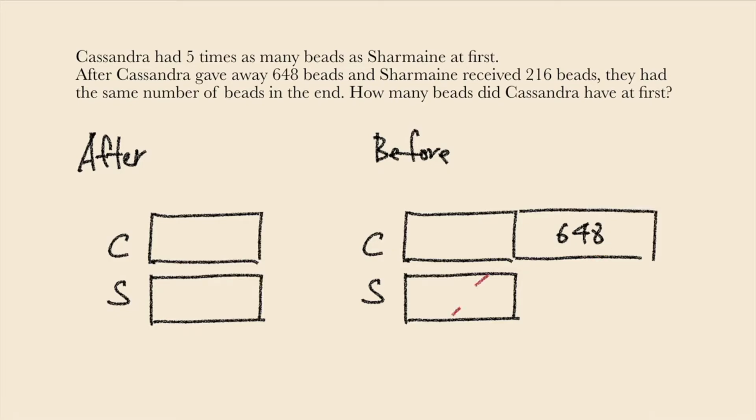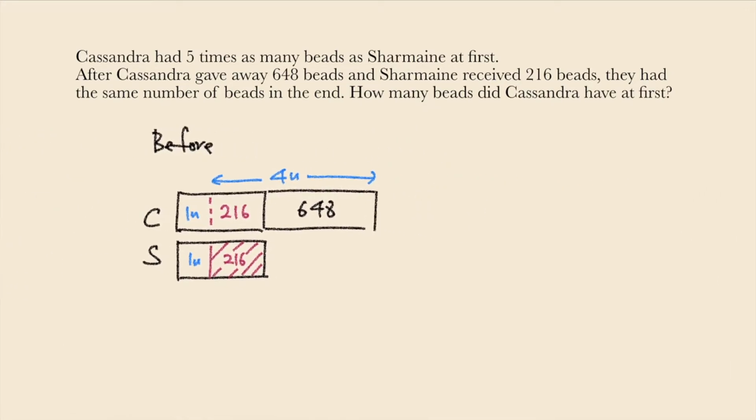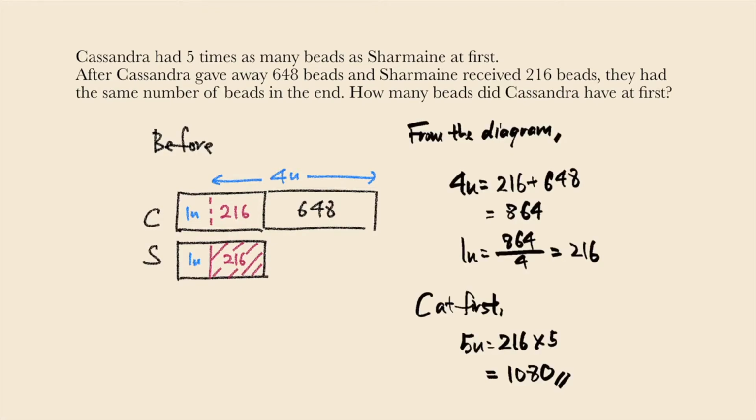Next, let's show that Charmaine had not received that 216. So at first, she did not have this 216. So her initial number was actually much smaller, not including that 216. So having drawn 216 here, we can draw 216 above. And now we can go back to the first sentence, which was Cassandra had 5 times of Charmaine, which means 1U and 4U and 1U. So from here we can tell that 4 units is 216 plus 648. Hence this equation, and 1U is 216.